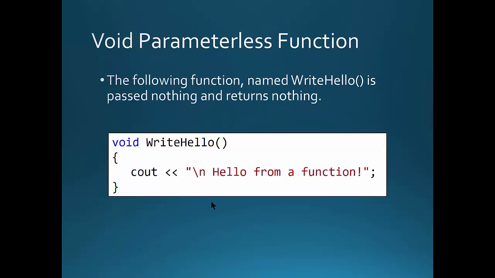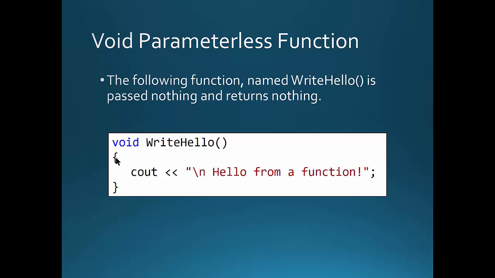So here's an example of the write hello function. And this function, the way it's been written, is a void return type and it's parameterless. So you can see we have open and closed parentheses. Even though we don't have any parameters, we still have to provide the parentheses. The parentheses are what tell the compiler that this is a function. Otherwise, if you didn't have that, it would think this is a variable declaration.